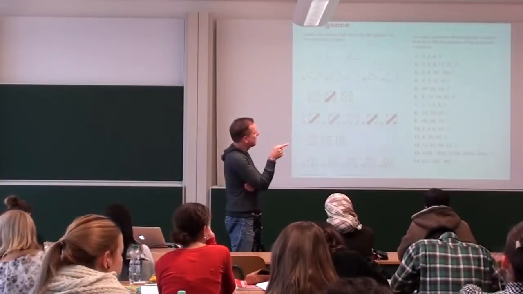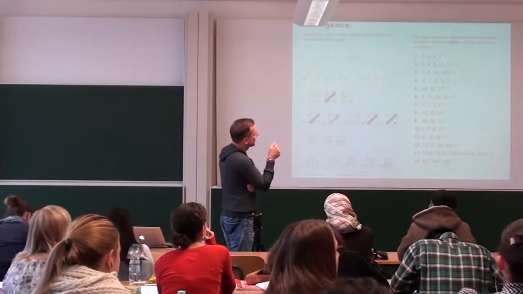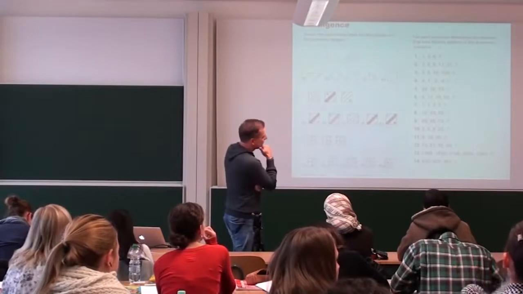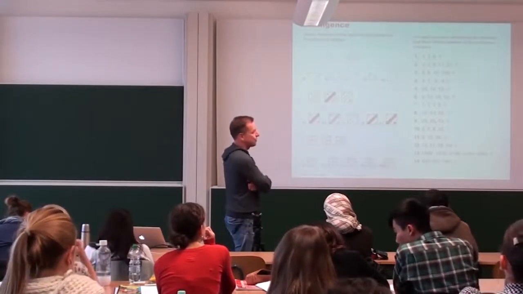So from 3 to 5, you add 2. From 5 to 8, you add 3. The two added numbers, you add them up, and you add it to the last number. So 34.